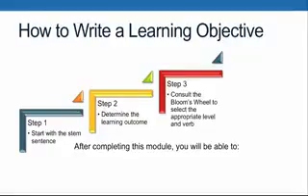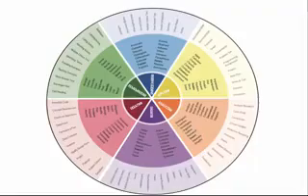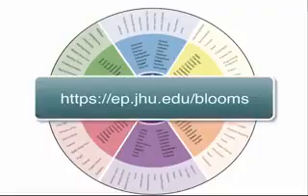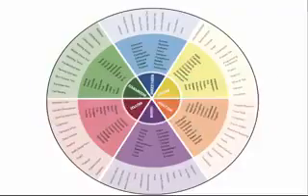Consult the Bloom's wheel to determine the appropriate level of learning and select an appropriate verb that reflects exactly what you want the learners to do. So, let's take a look at the Bloom's wheel. I'll note that this helpful tool is available to you online. Simply point your browser to ep.jhu.edu/Blooms, and you'll be able to download a PDF of this tool.